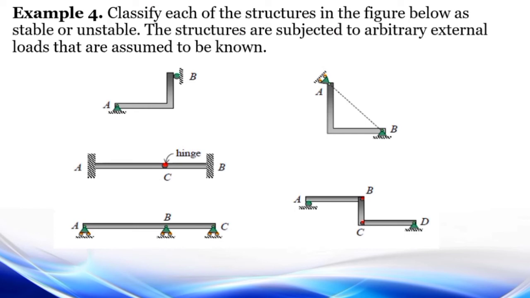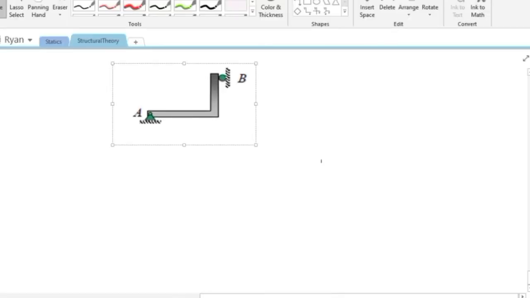Example number 4, classify each structure in the figure below as stable or unstable. The structures are subjected to arbitrary external loads that are assumed to be known.